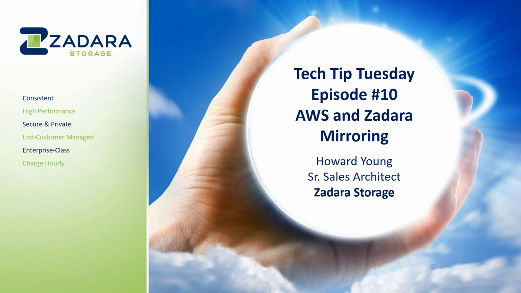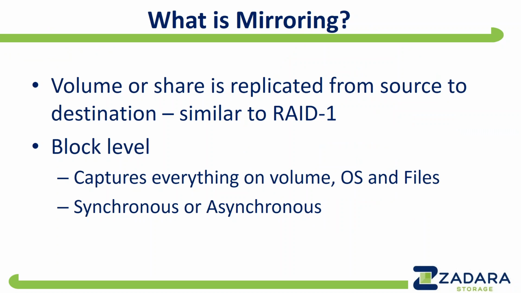Well, good afternoon, good morning, or good evening. This sort of follows last week's with snapshots, and snapshots and mirroring are very related. Basically, mirroring is a snapshot of your data that's copied to a different destination. In other terms, if you think of it as a RAID set, it's similar to a RAID 1 type of protection.